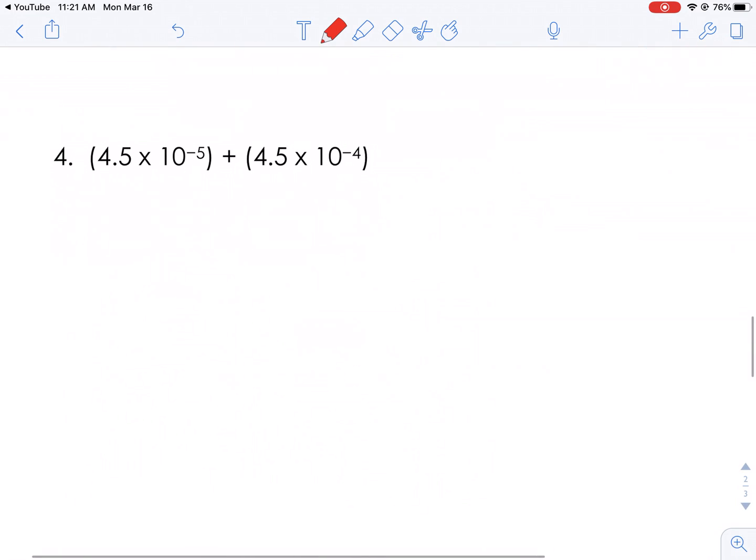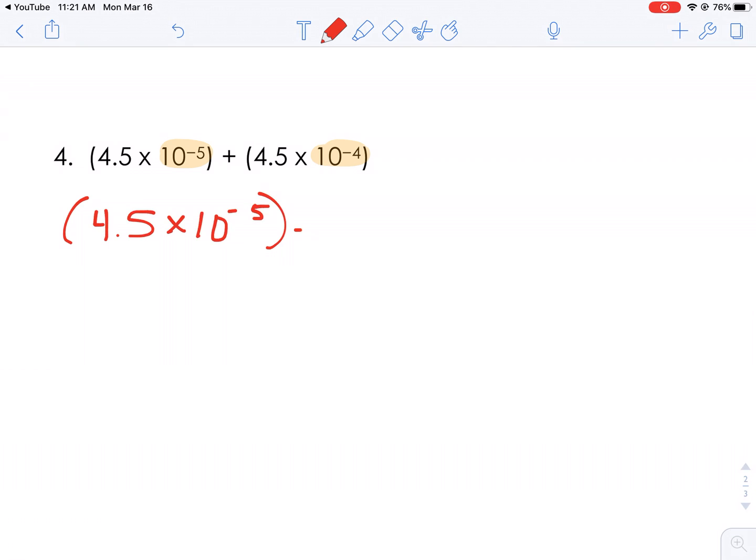Okay, and then the last one, again, when we look at our powers of 10, they're not the same. We have 4.5 times 10 to the negative fifth, and then 4.5 times 10 to the negative fourth. So again, you need to make a decision. I'm just going to keep the first one the same, so I'm going to leave it as 10 to the negative fifth, which means I need to change my second one. Okay, so going from negative 4 to negative 5, that's going down by 1. It's getting smaller by 1. So I need my number to get bigger by 1. So I had 4.5. It's going to get larger by 1 spot, so that'll turn into 45.